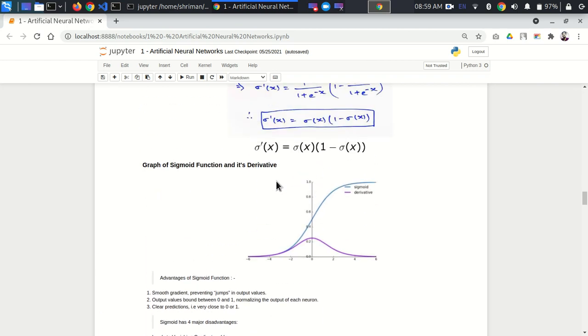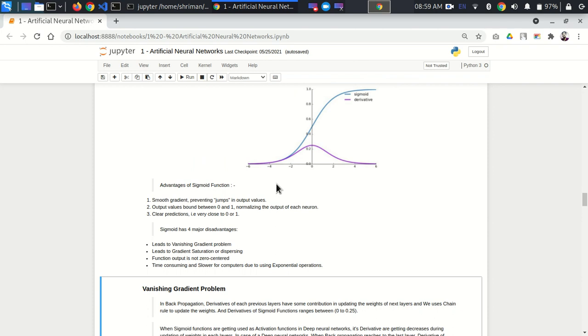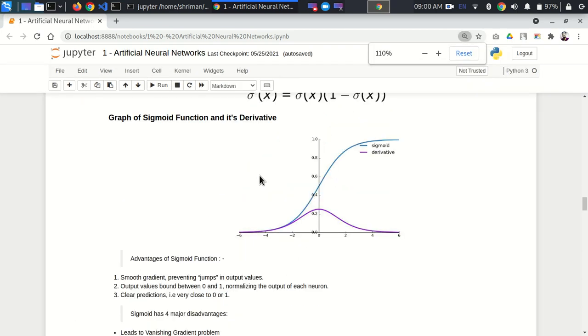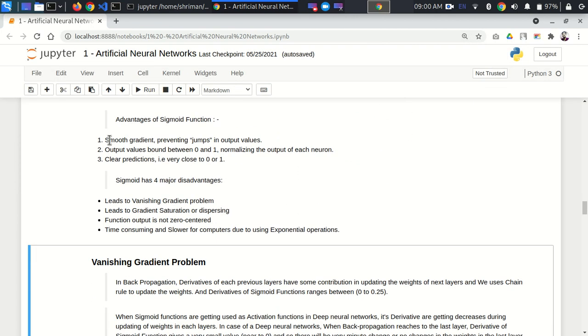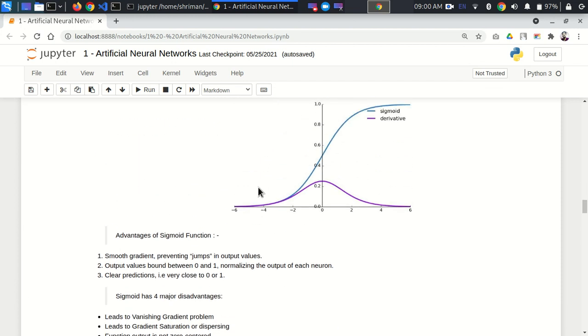Again, the sigmoid function was fine, I was getting each and everything. But there may be some advantages and some disadvantages also. In terms of a sigmoid function, guys, we are going to get a smooth gradient at any point, preventing jumps in output values. At each and every point there is a change in y value with respect to x. If we change the value of x, there must be a change in y values as well.